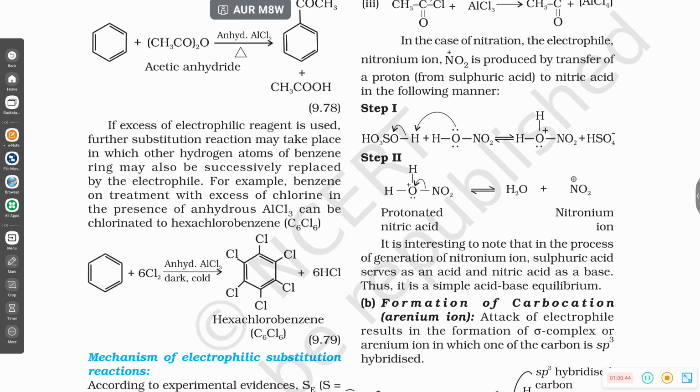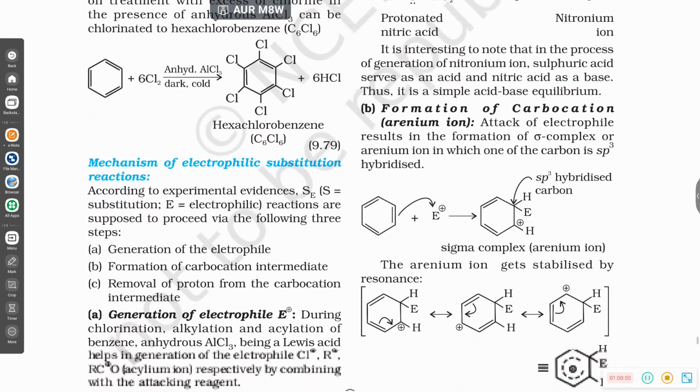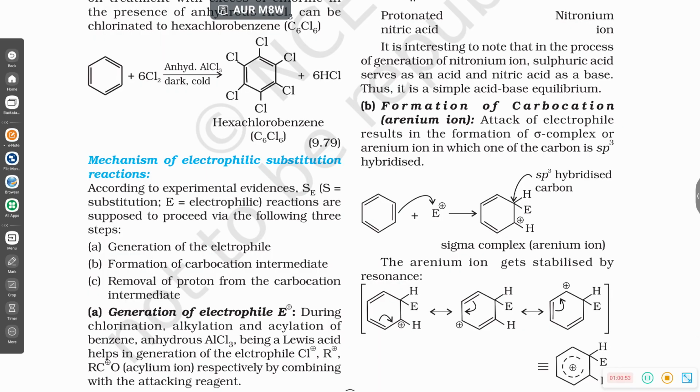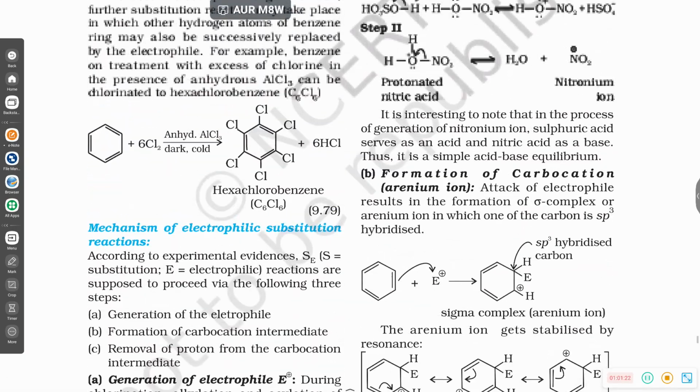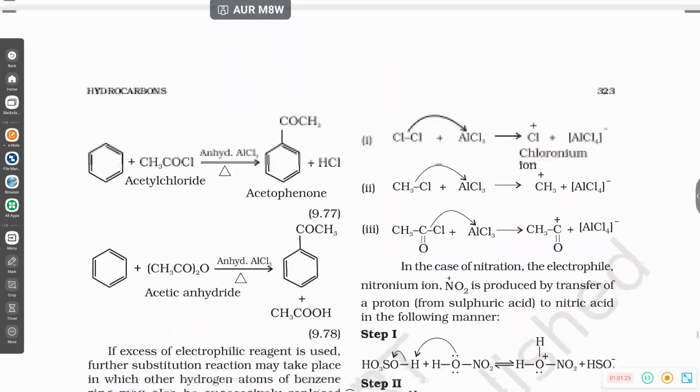Now we will discuss the mechanism for each reaction. First is the generation of the electrophile, then formation of the carbocation intermediate, then removal of the proton from the carbocation. Three steps will be there for each mechanism. Cl plus, R plus, and RCO plus are the electrophiles.